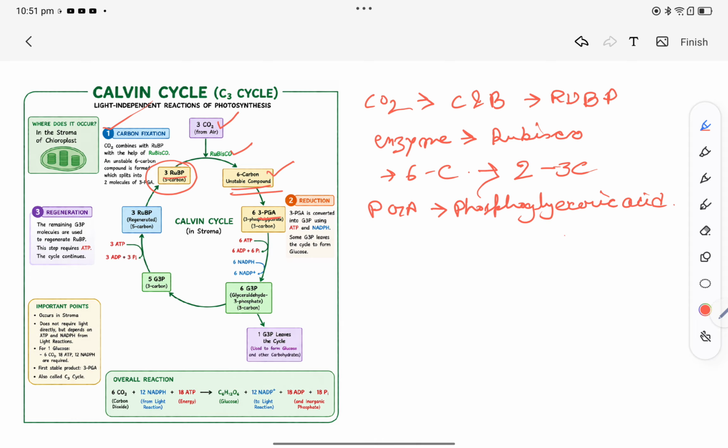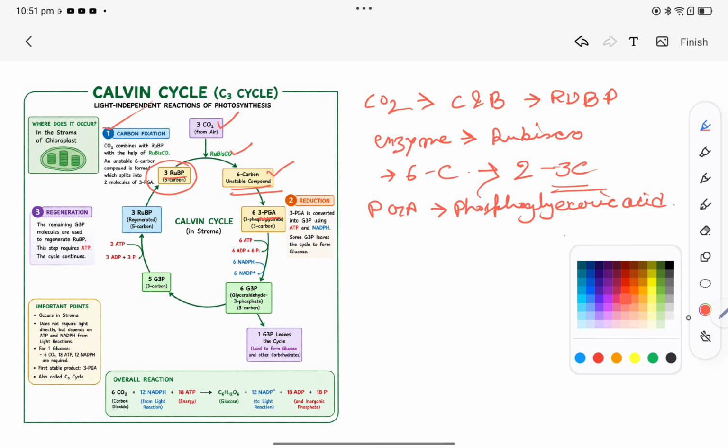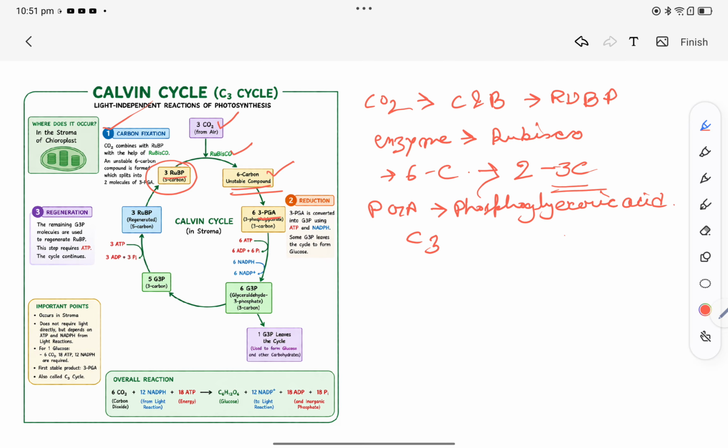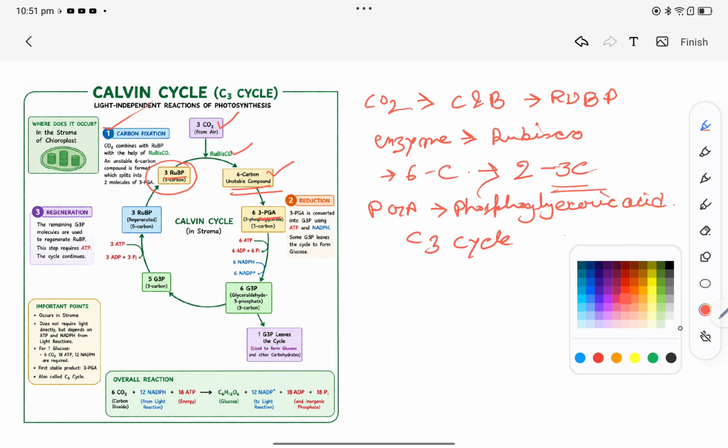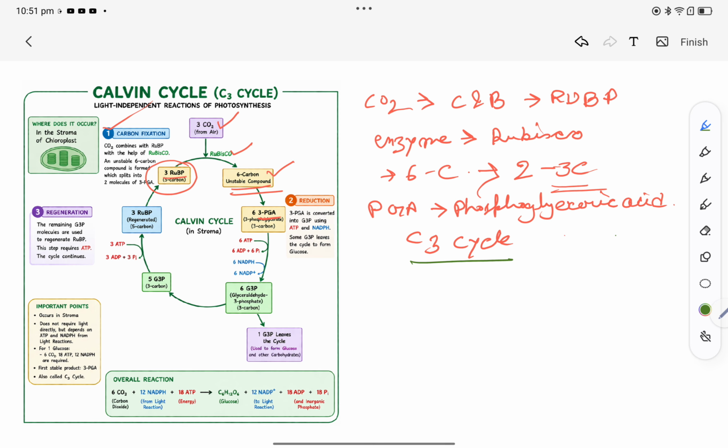In this cycle, the first stable compound is a 3-carbon compound. That's why it is also called the C3 cycle. We will also get the C4 cycle, CAM cycle, etc. But this is the C3 cycle, because the first stable compound is 3-PGA, a 3-carbon compound.